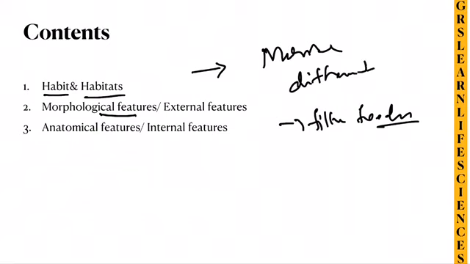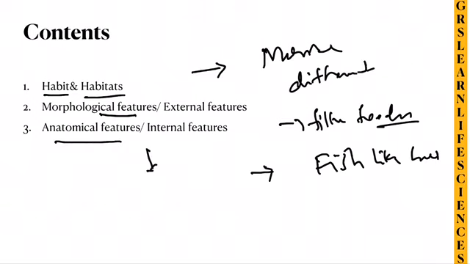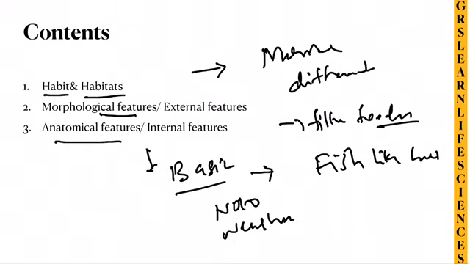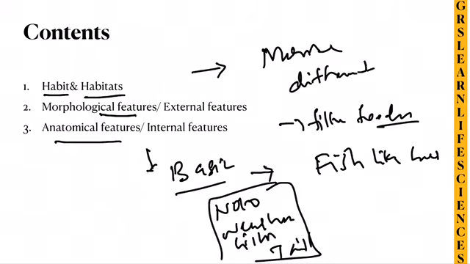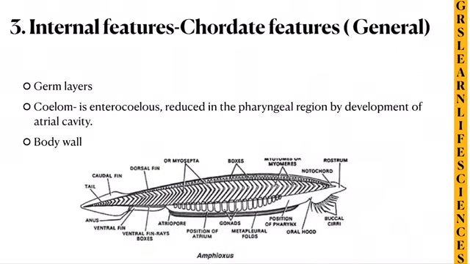In morphological features, we have discussed that these organisms have a fish-like body. Then we have discussed the anatomical features. In anatomical features, we have discussed the basic features, like the notochord and neural tube. Then we have discussed the gills, also the tail part of the body. So in this video, let us now discuss the general features. So we are going to discuss the features other than these basic features. Let us now discuss the general features of the cephalochordates.